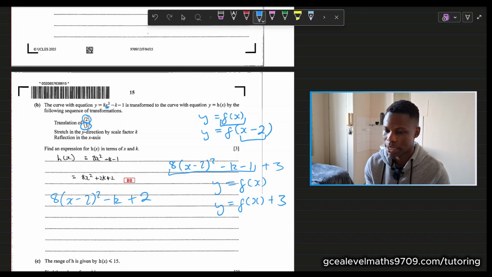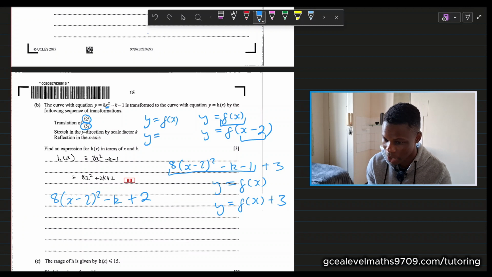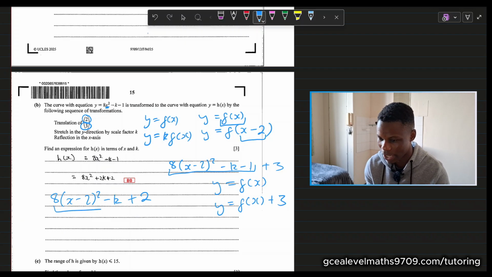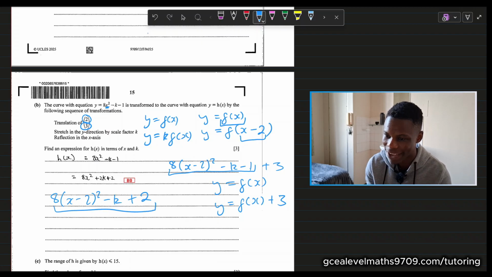And then we've got a stretch in the y direction by scale factor k. So if you've got y is equal to f of x, a stretch in the y-axis, you're just multiplying your function by the scale factor. So in this case, multiplying f of x by k. If this here is our f of x, it means you're multiplying everything by k. So you put a big bracket here, and this is all being multiplied by k.